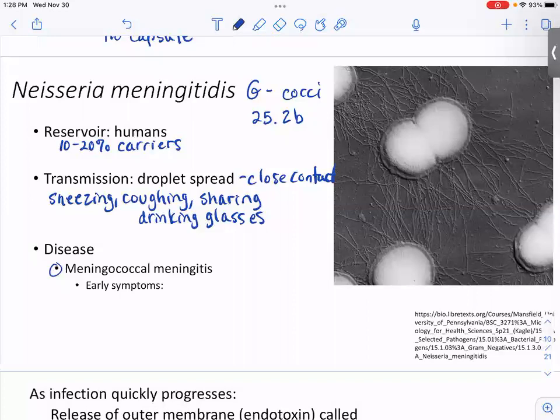So early symptoms, things like fever, sore throat, nausea. Those symptoms don't alert you that you're dealing with anything life-threatening.